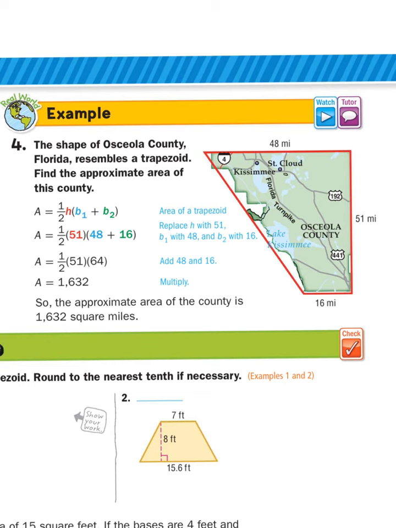So you'd start with your formula. Area is half times height, base 1 plus base 2. Then you'd substitute. Area is half times the height, here is 51, times base 1 is 48, plus base 2, 16. Okay, once you get that written down, all you got to do is type that into your calculator, and you get 1,632. Now remember, this is in miles, and since we found the area, it's going to be 1,632 square miles. And if I were writing it, I would just write mi squared to save myself a little bit of time. So just like we've been doing, they just threw it in a real-world example.